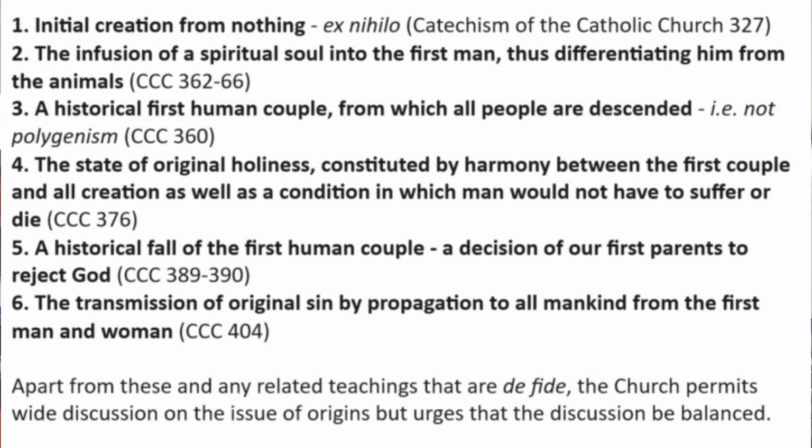Third, we must believe in a historical first human couple from which all people are descended. So there's different ways that people want to talk about this. There's what we call monogenism or polygenism. Monogenism is when everyone comes from this one first couple. Polygenism is that there's a bunch of first humans, and so that bunch creates all of the rest of humans. So we as Catholic Christians believe in monogenism, not polygenism.